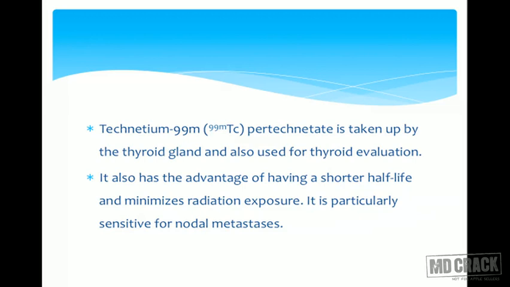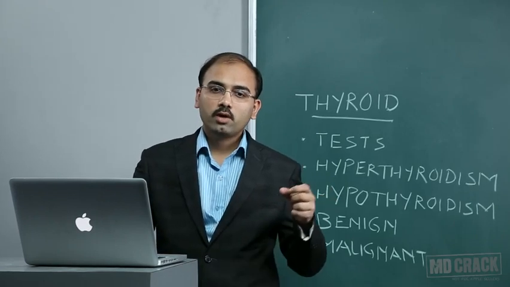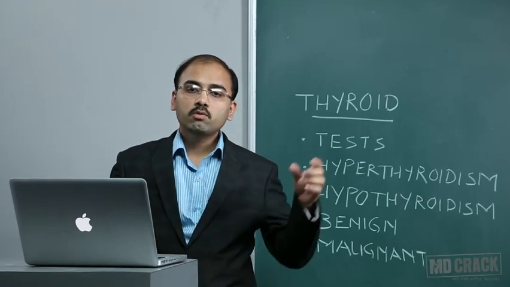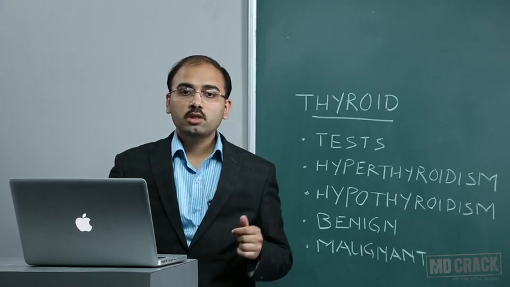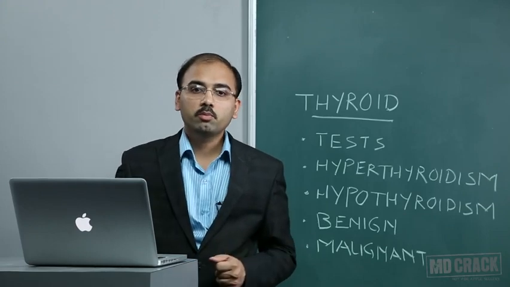Next we have the technetium 99m pertechnetate scan. Technetium 99m, called pertechnetate, is taken up by the thyroid gland and is also used for thyroid evaluation. It has the advantage of a shorter half-life and minimizes radiation exposure. It is particularly sensitive for nodal metastasis. So if you are asked a question on which scan is important for assessing the status of nodal metastasis, it is not iodine 123, not iodine 131, it is the pertechnetate scan which is more important.